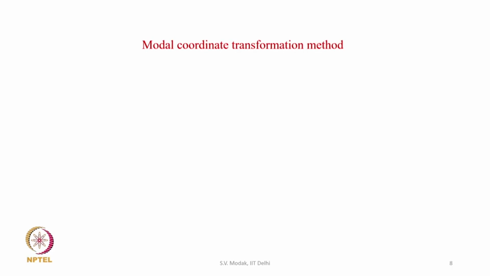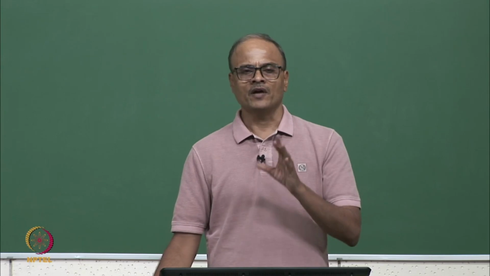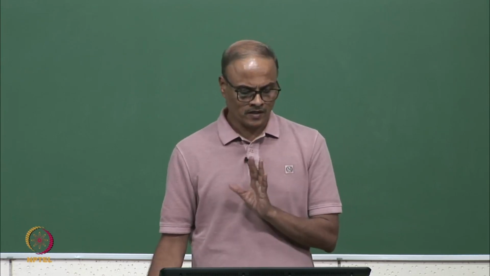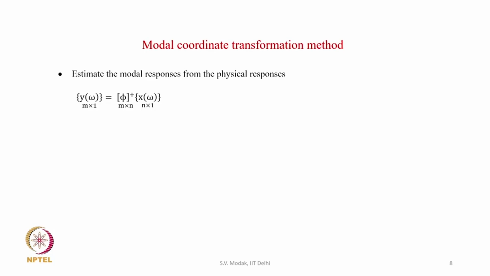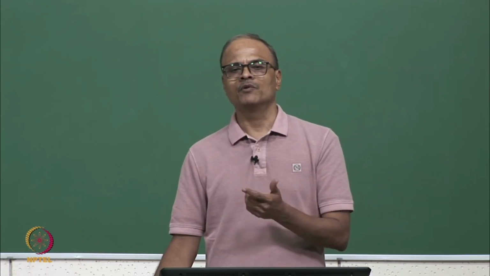There is another method of force identification, and that is called the modal coordinate transformation method. It makes use of the modal model, which is obtained from the measured FRFs. This consists of 3 steps. The first step involves the estimation of the modal responses from the physical responses. Let us say we have the experimental model available to us, identified using experimental modal analysis, and this model consists of an eigenvector matrix and an eigenvalue matrix. Let us say the eigenvector matrix is of order n by m, which means it has n mode shape elements and there are m modes in it.